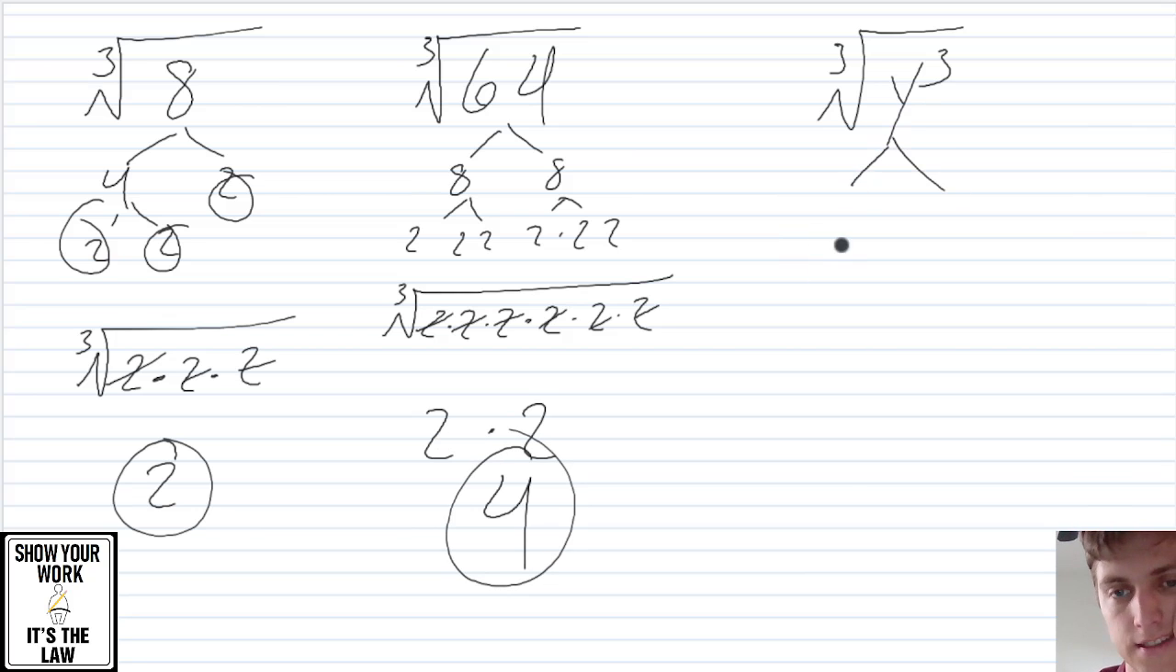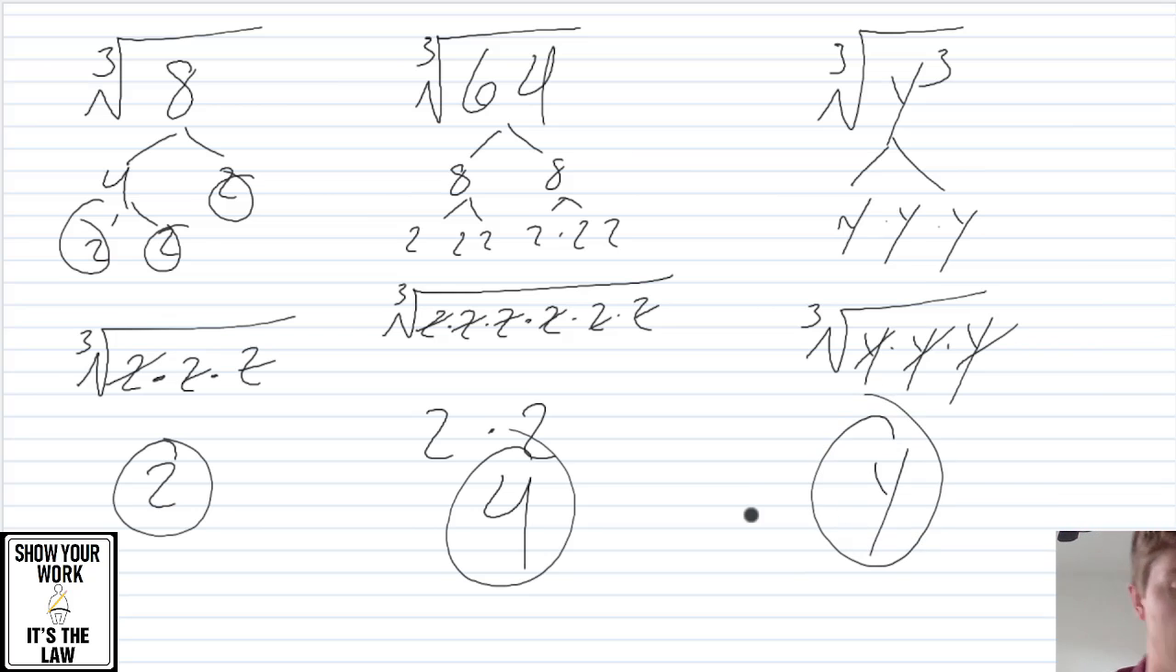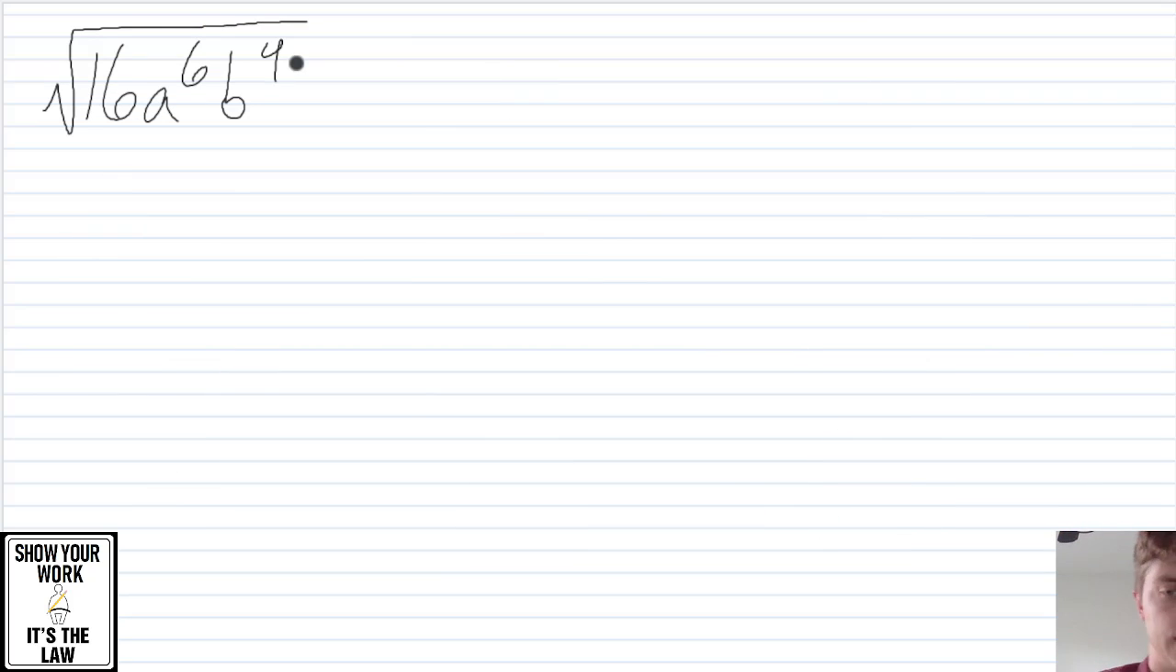And then y is the same as y times y times y. That goes under the radical. Y times y times y. Everything that shows up 3 times can get brought out. Y is our cube root of y cubed. All right? All right, let's take a look at some more complicated examples here.